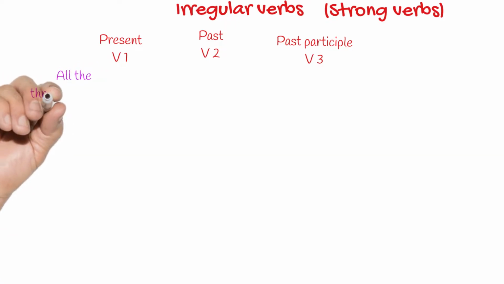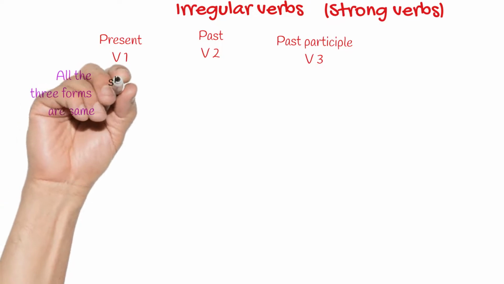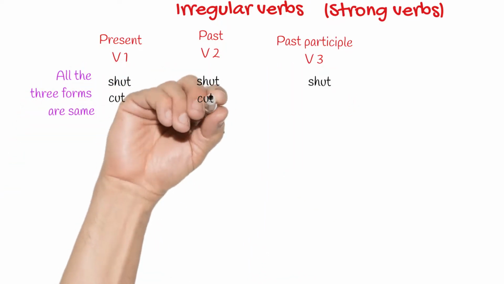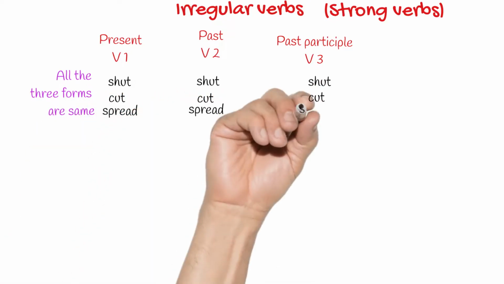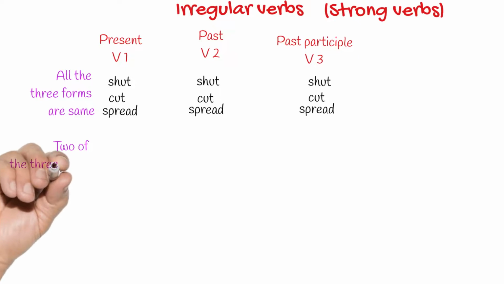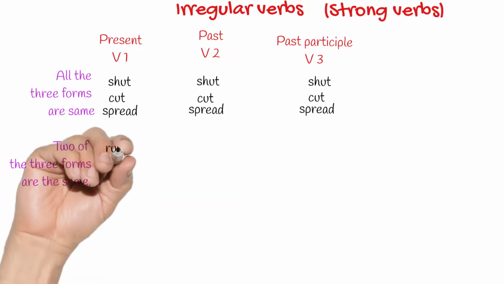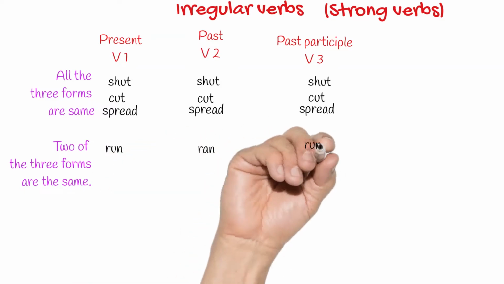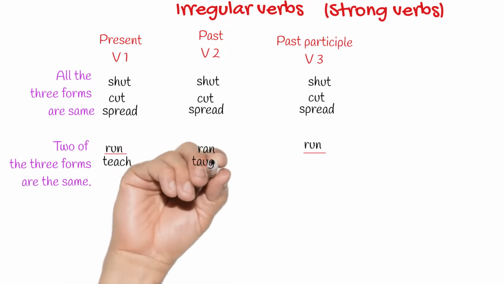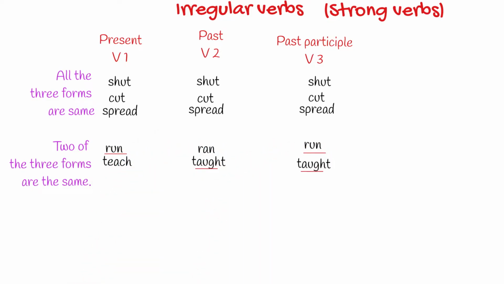Words in which V1, V2, V3 forms are the same. Examples: set, set, set, cut, cut, cut, spread, spread, spread. Words in which 2 of the 3 forms are the same. Examples: run, ran, run, in which V1, V3 are the same. Teach, taught, taught, in which V2, V3 are the same.